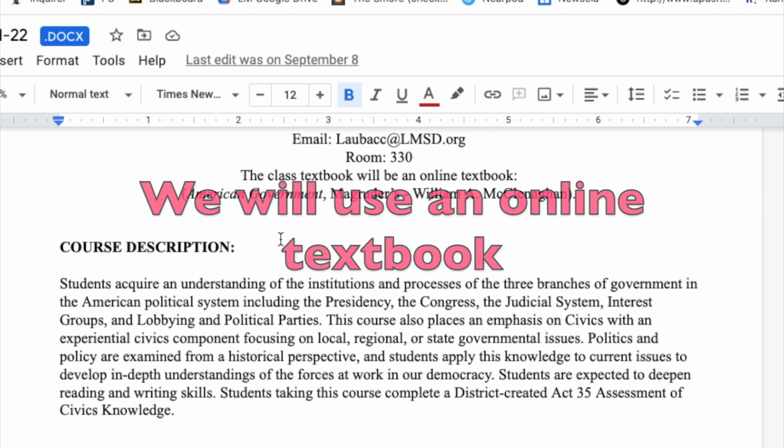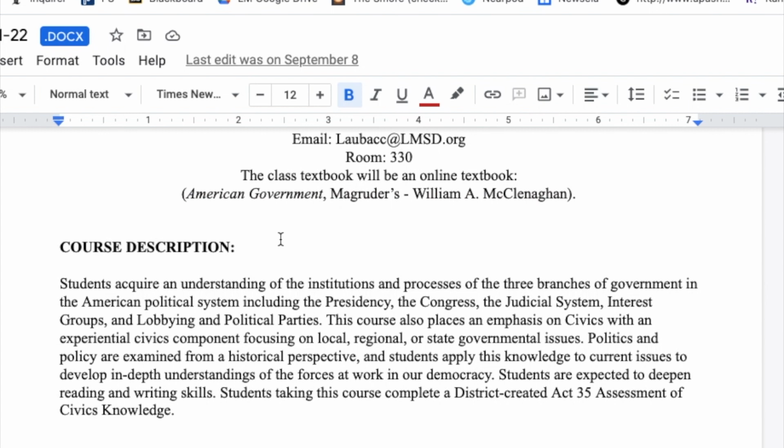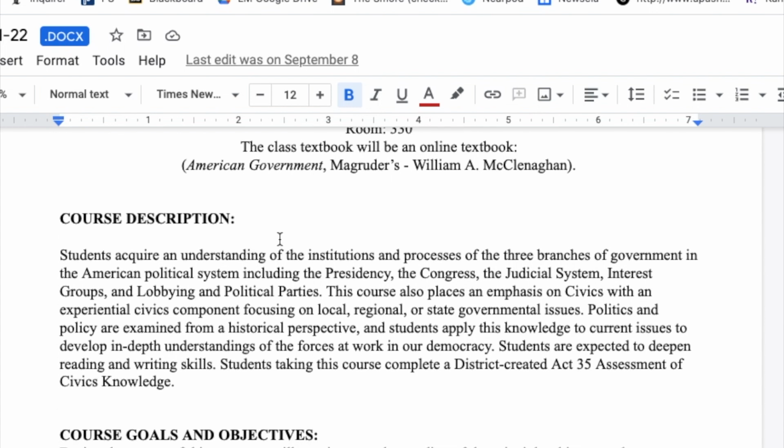Course description. Students acquire an understanding of the institutions and processes of the three branches of government in the American political system, including the presidency, the Congress, the judicial system, interest groups, and lobbying and political party. There is also an emphasis on civics in this class and being an active citizen. This course description is right out of the course handbook.